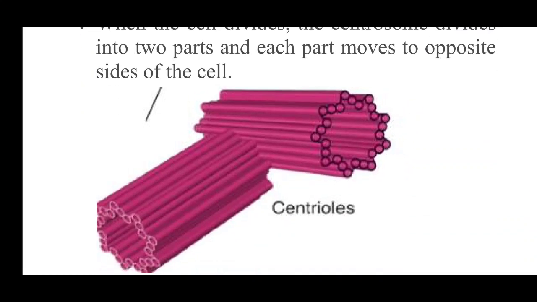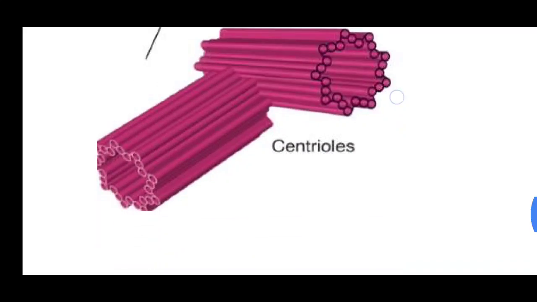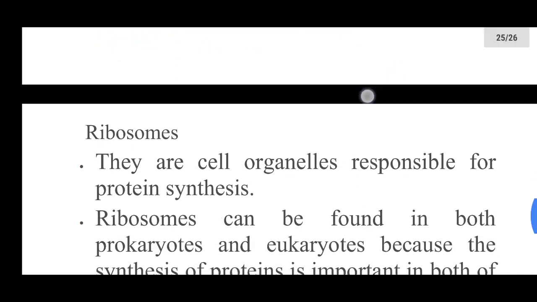This is the structure of centrioles. This is a row of stack-like structures, just like the pipe with the help of which you drink juice. So it is a stack of those pipes and it helps in the division.